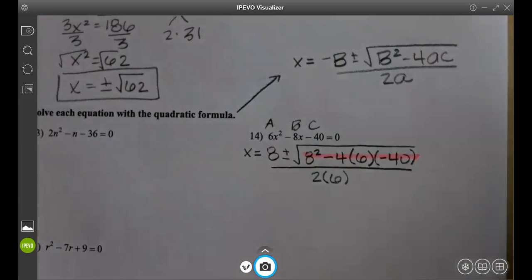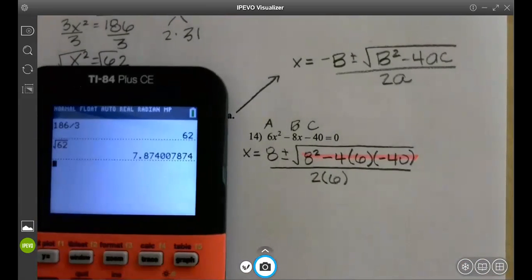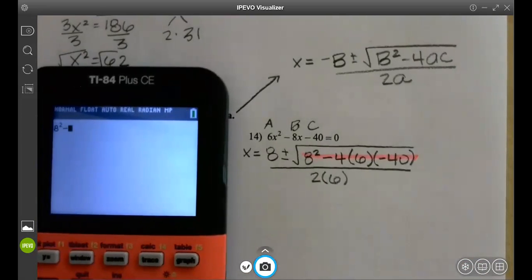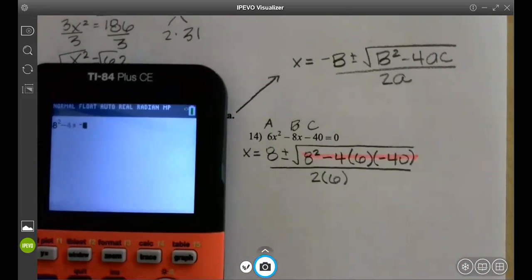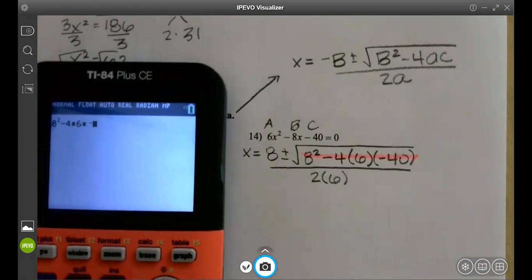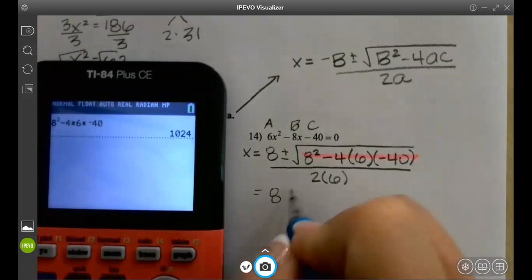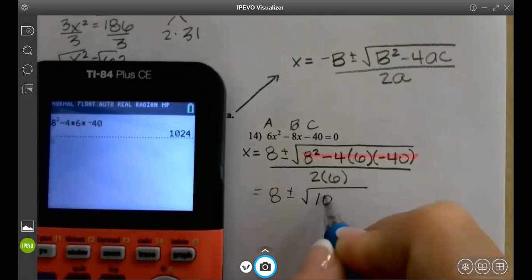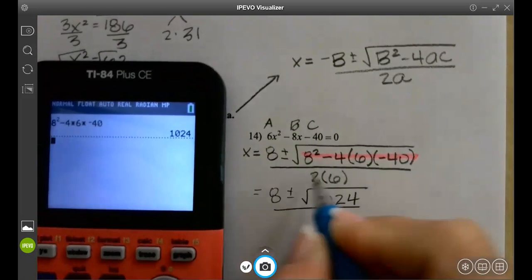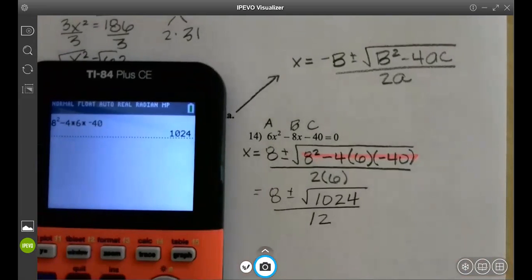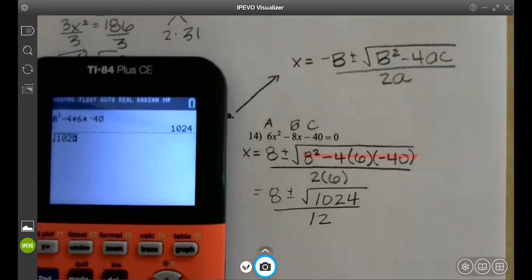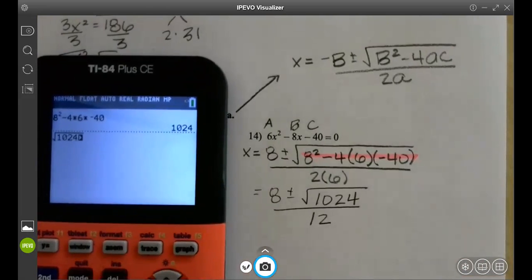Remember, we do what's underneath first. So I'll put that in my calculator. 8 squared minus 4 times 6 times negative 40 gives me 1024. And 2 times 6 on the bottom is 12. I want to see if I can take that square root of 1024. If I can, then I don't have as much work to do. That's 32.